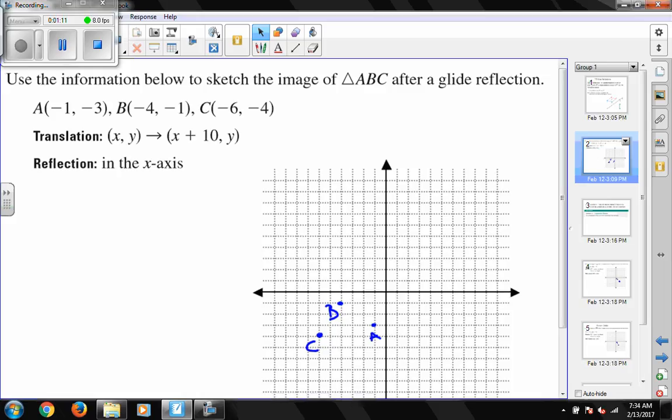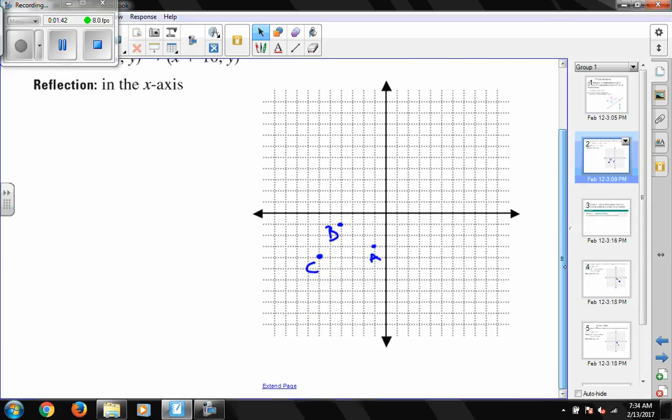An example of this is if we start with the points A at -1, -3, B at -4, -1, and C at -6, -4. We want to first have a translation where we move the X values to the right 10, and we want to have our Y values stay the same. And then we're going to reflect in the Y axis. So for the sake of time and you guys not needing to see me plot points, I went ahead and did that before we started.